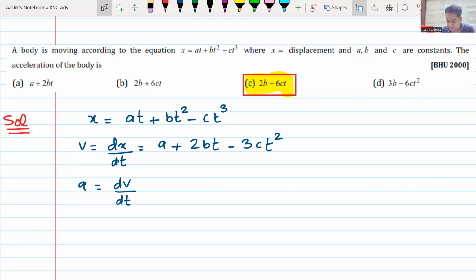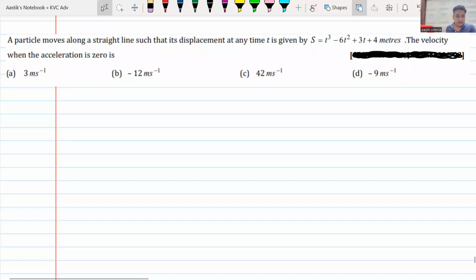And this is the next question that I'm going to give you, and I'll give you 2 minutes to solve this. A particle moves along a straight line such that its displacement at any time t is given by this. The velocity of the particle when the acceleration is 0. So this has got, I think, two questions woven into one. You have to find the velocity when the acceleration of the particle is 0. I'll give you 2 minutes to solve this.